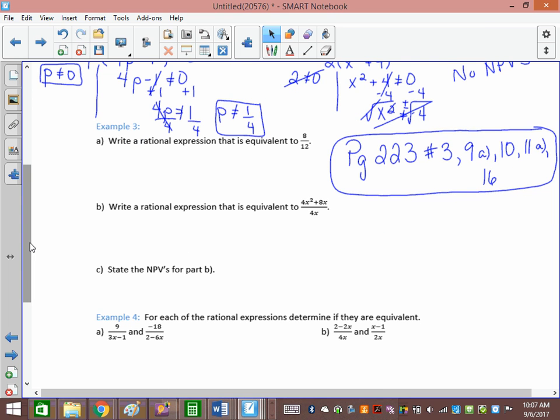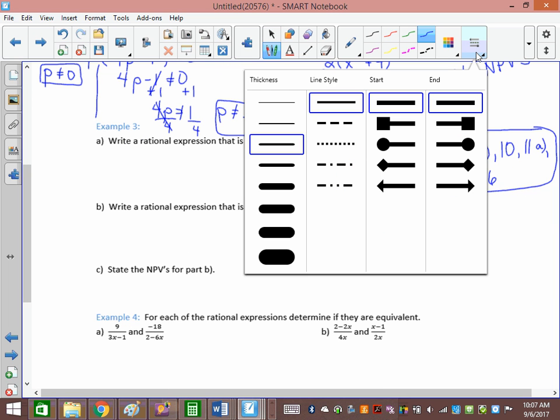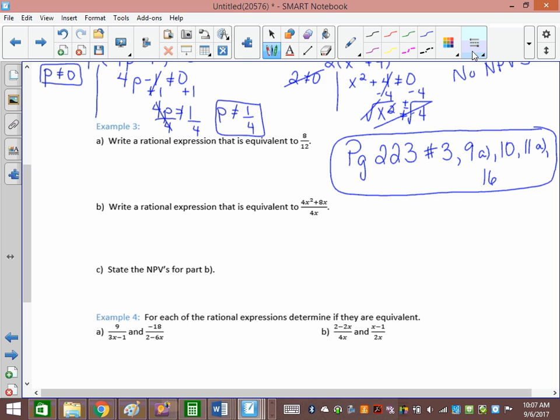So we did non-permissible values. Non-permissible values never go away. So for every single lesson, you're going to be stating the non-permissible values. Sometimes if people find them hard at the beginning, by the end of the unit you find it quite easy because we do them on every single question.